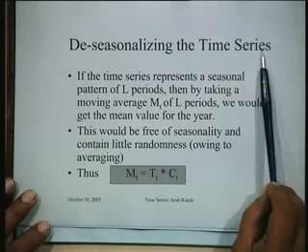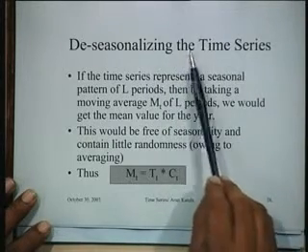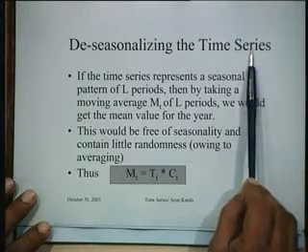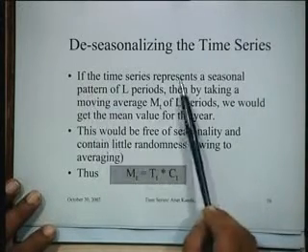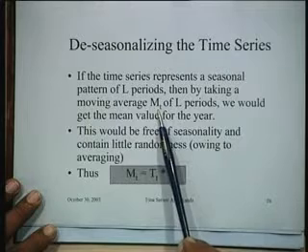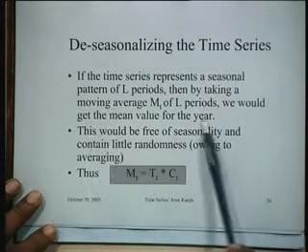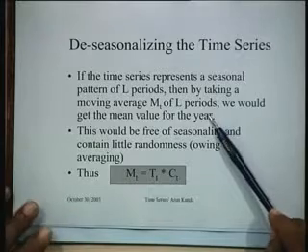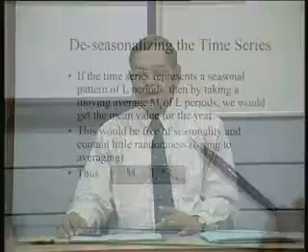A very important concept in the development of time series decomposition is the notion of deseasonalizing the time series. The basic concept is that if the time series represents a seasonal pattern of L periods, then by taking a moving average M_t of L periods, we would get the mean value for the year. I think this is obvious. For instance, if there are 4 seasons, each season is of 3 months duration, so if we take the demand average for 3 successive periods, that would in fact be the average demand over these various periods.